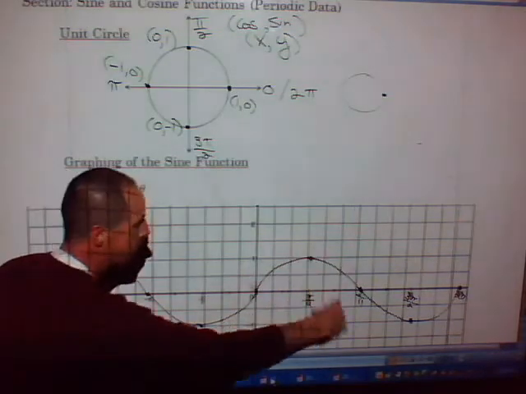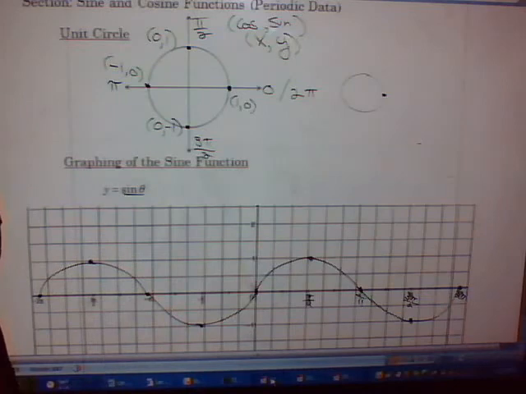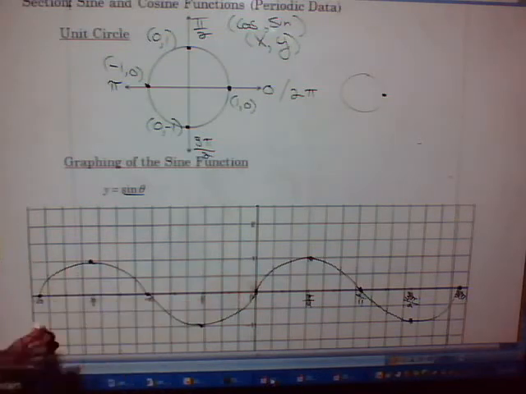So this graph here is actually called the sine graph, and it's a wave. This should look familiar from maybe sound waves in science. We'll talk about that as we move through the unit. So this is the sine graph, and we're going to talk some more about this graph in the next video.